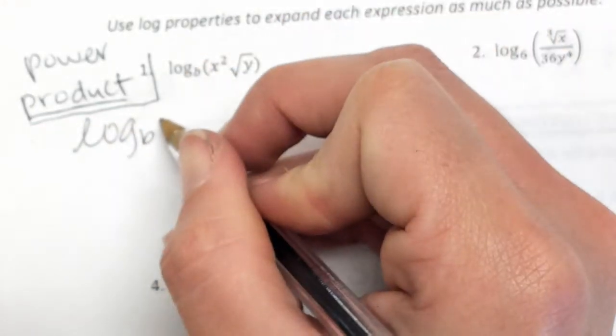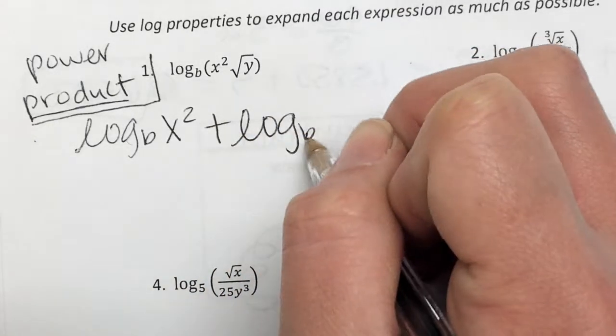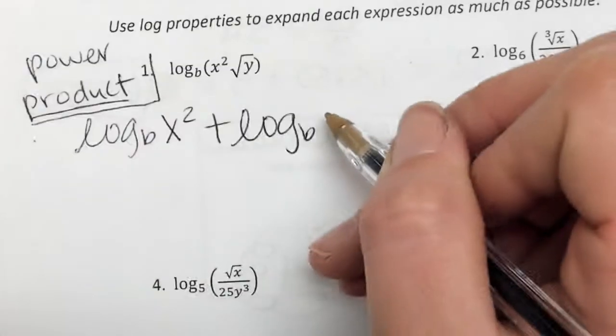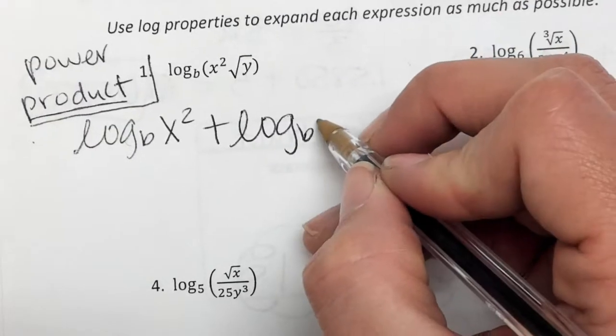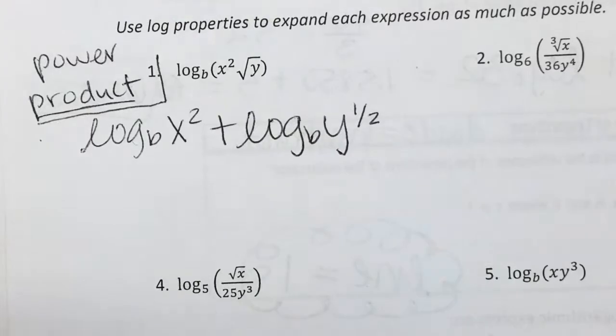So that'll be log b of x squared. What else? Plus log b of. And let's rewrite that. Instead of square root of y, let's write y to the what? 1/2. Good. And let me explain one more time where I got the 1/2 from. Exponent is 1 here. What's this number right here, even though there's not one? 2, because it's square root. So it's 1 over 2.